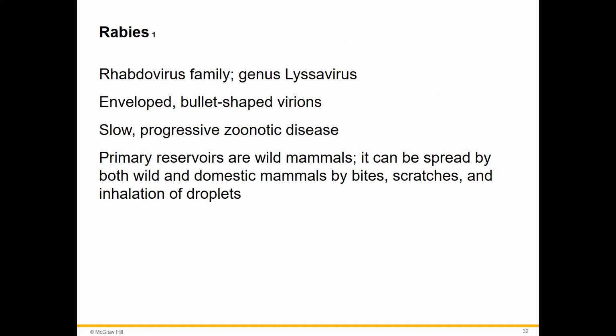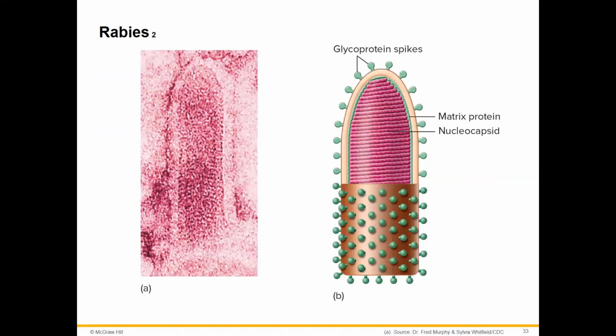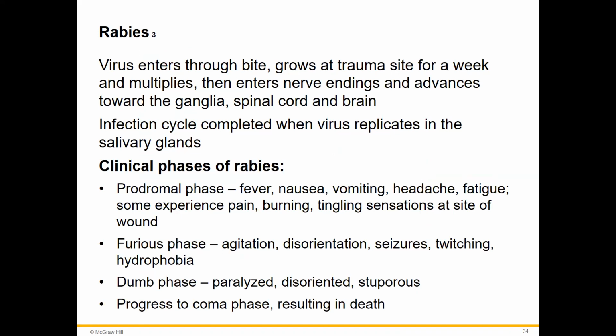We have our rabies category, our rhabdovirus family. These are enveloped. They're slowly progressive, and your reservoirs are wild mammals, although domestic mammals can have it too. We do have vaccines for domesticated mammals. Bites and scratches or inhalation of droplets is the spread. We often think of it as a bite as the spread. The virus will grow at the trauma site first, and then it will enter into nerve endings, move towards ganglia, spinal cord, and brain. And the infection is completed when the virus starts to replicate in the salivary glands. That's where you get the foaming in the mouth, right?